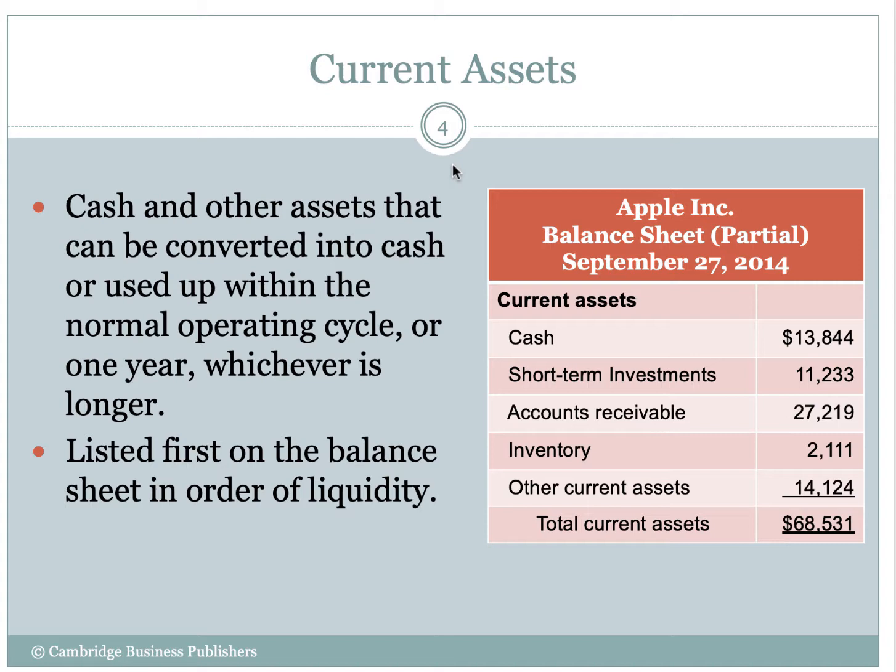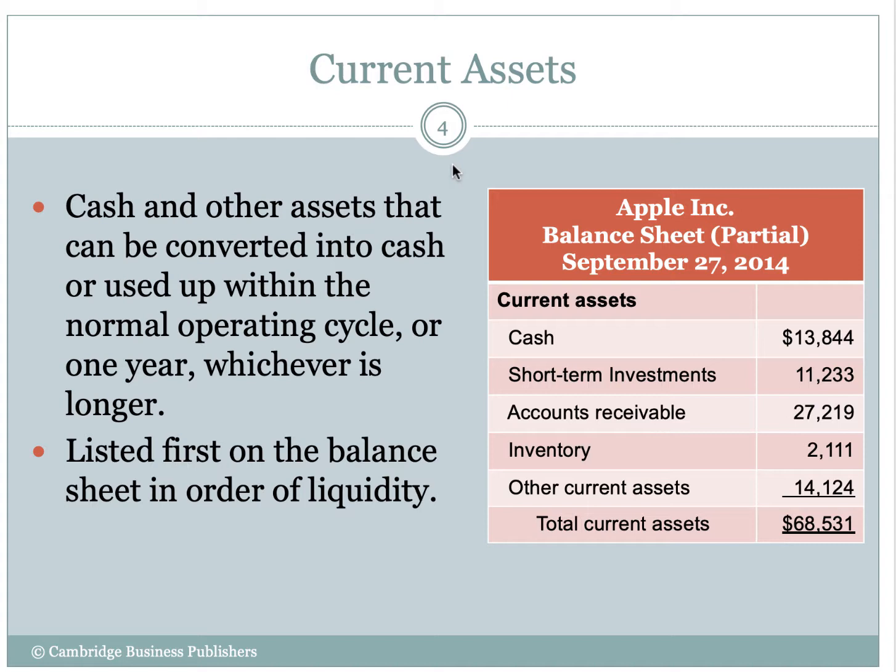Inventory. We always feel that inventory is going to be converted into cash within a year or the operating cycle. And we might have some other current assets as well. This is kind of like our catch-all. Anything current that we believe is going to be converted into cash within the year or the operating cycle, we'll just lump it under there, okay?